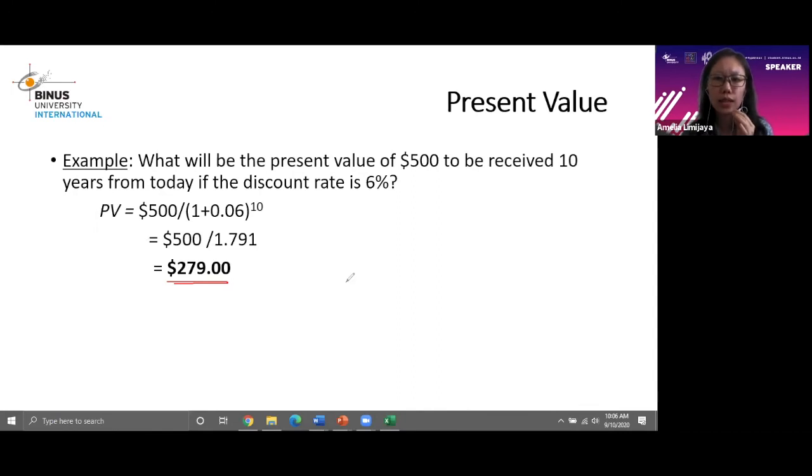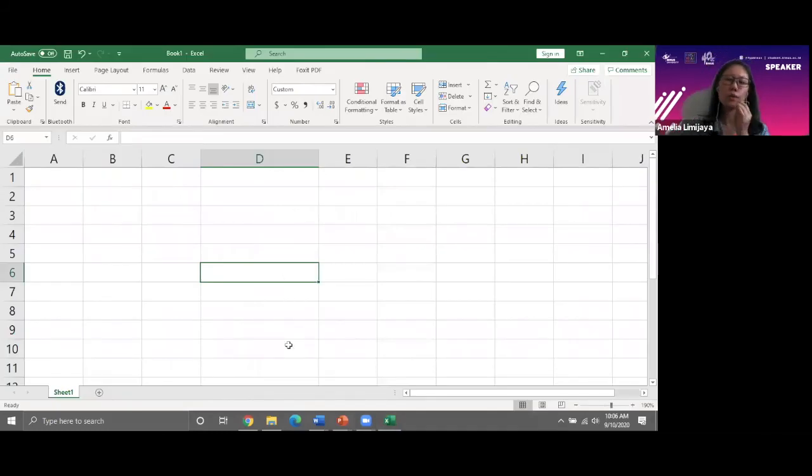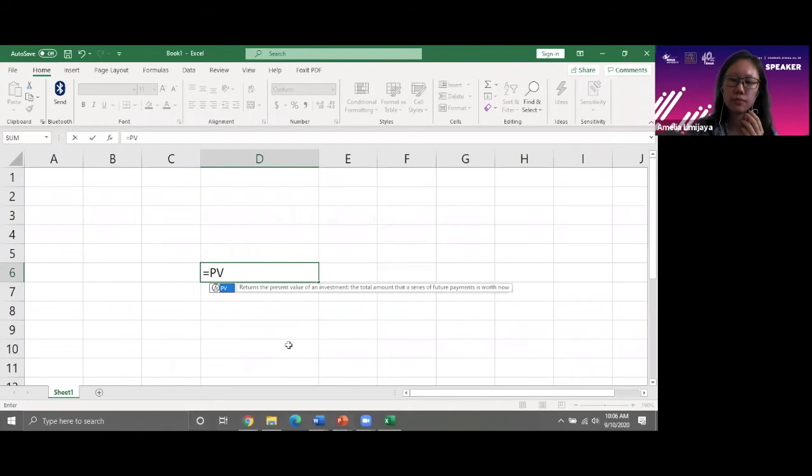Okay. So again, let's see if we want to do this in Excel, how we're going to do that. I'm showing my Excel file. Now my interest is the present value. So I'll start with, again, the equal sign and present value. The symbol for present value is PV. I'll open my bracket. Rate, rate is 6%. Period, 10 years, because we're talking about year 10. Again, for now, just ignore PMT, put zero.